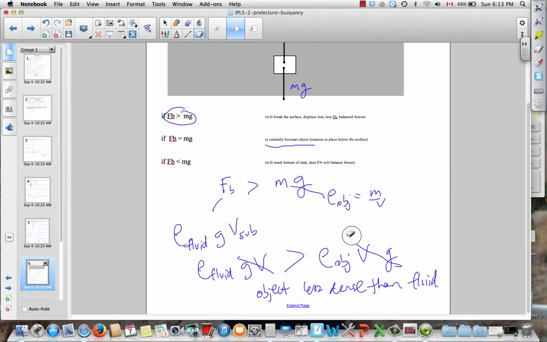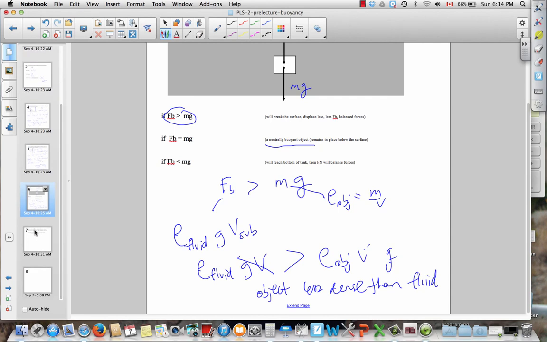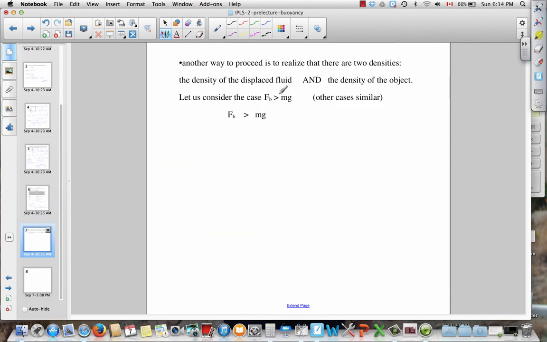Now, the other cases are, it'll remain neutrally buoyant if it has the density equal to the fluid, and then it'll sink if it's more dense than the fluid. You could go back and change this sign and do exactly the same steps and arrive at those conclusions. So that's what determines whether an object will sink or float. It has to do with its density.